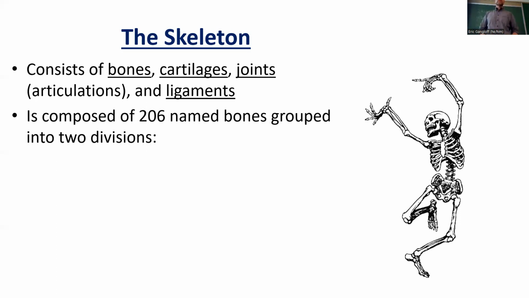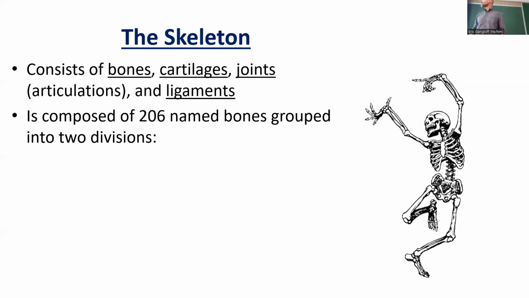Your skeleton is composed of more or less 206 named bones. So not everyone has the exact same number of bones. Sometimes we get little bonus bones. I'll talk about those in class. Generally, they're pretty inconsequential. And probably a lot of you have some extra bones and don't even know it because they're tiny and you don't really notice them. But I want to note that we have 206 named bones, but that can vary by a few.